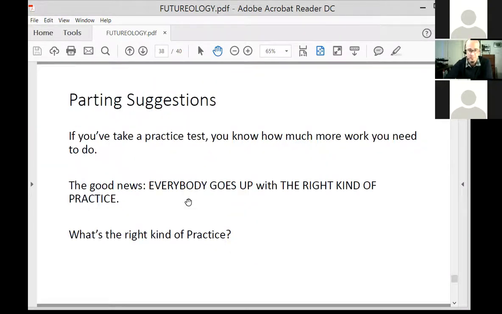Okay, I'm going to make a couple of parting suggestions, and then we'll open this up to questions. One question that people tend to ask is, okay, I've done a practice test, and I have this many questions that I know I need to get my target score. So how much work do I need to do?